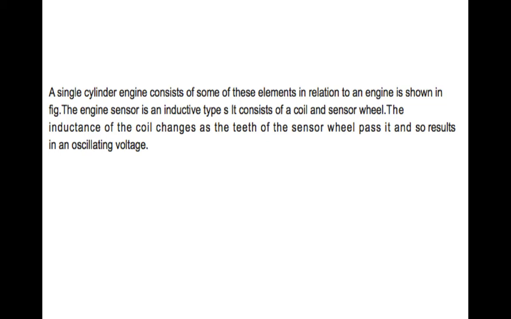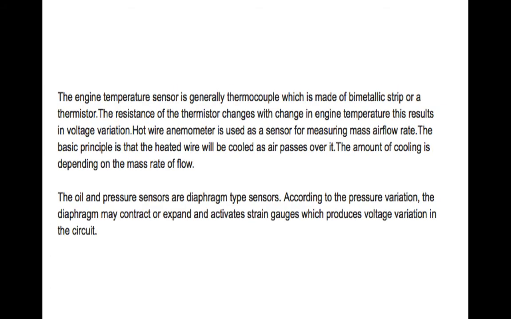The engine sensor is an inductive type. It consists of a coil and the sensor wheel. The inductance of the coil changes as the teeth of the sensor wheel pass it, and so results in oscillating voltages. So next thing is the engine temperature sensor, which is generally a thermocouple made up of a bimetallic strip, or a thermistor. The resistance of a thermistor changes with the change in the engine temperature. This results in the voltage variation.